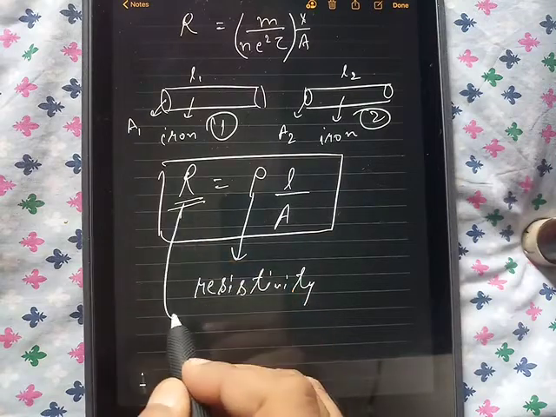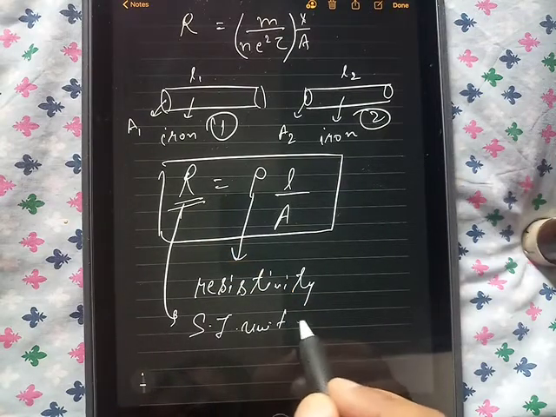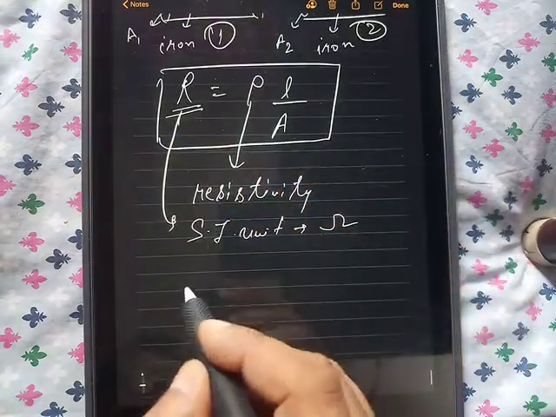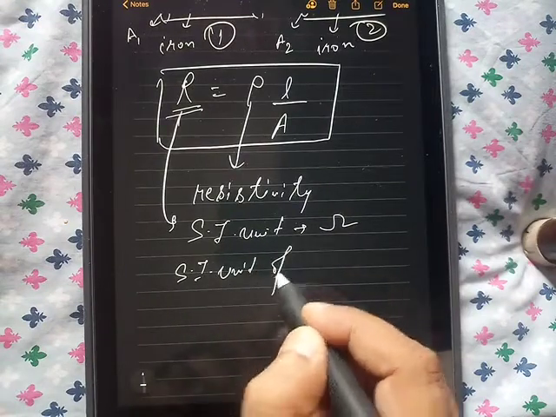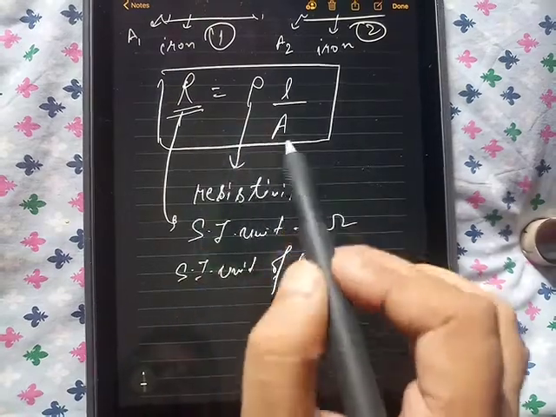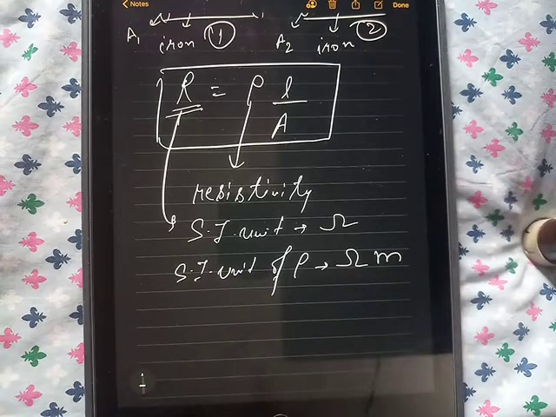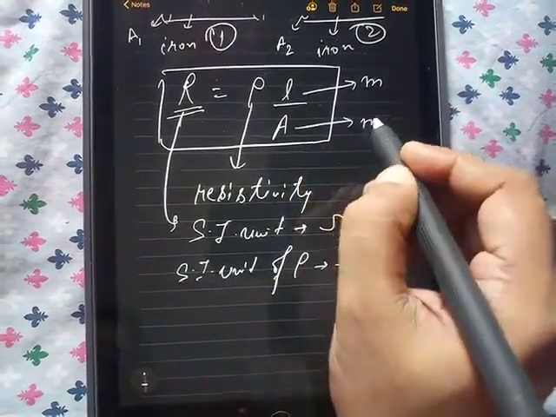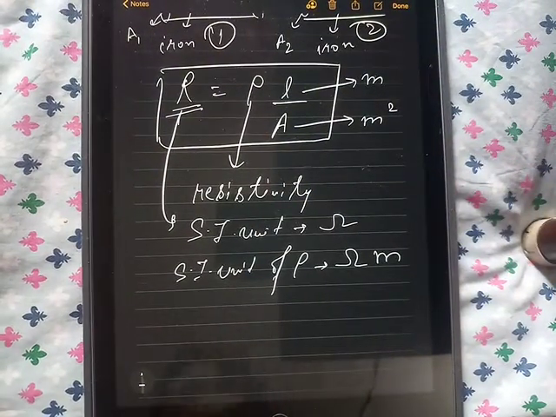What will be the SI unit of R? As discussed before also, the SI unit of R is ohm. The SI unit of rho is ohm meter. The SI unit of length is meter, and area is meter square. So, this is the formula of resistance.